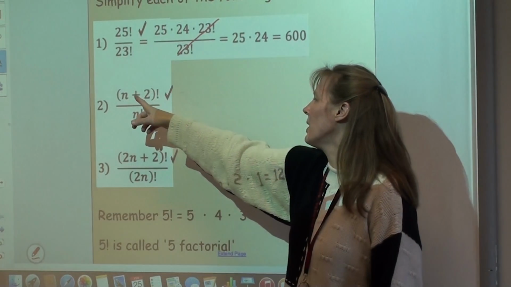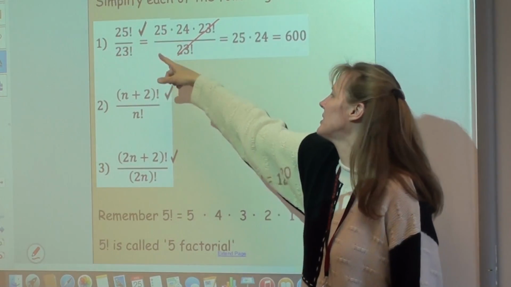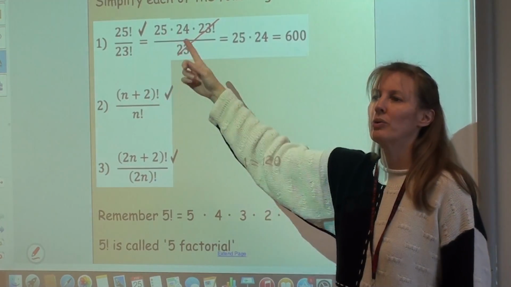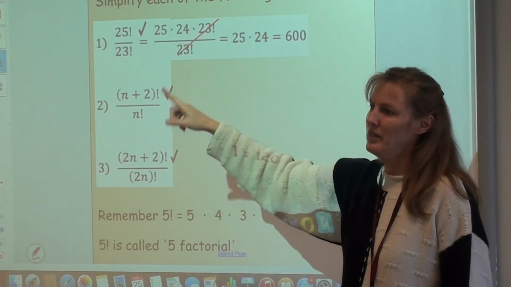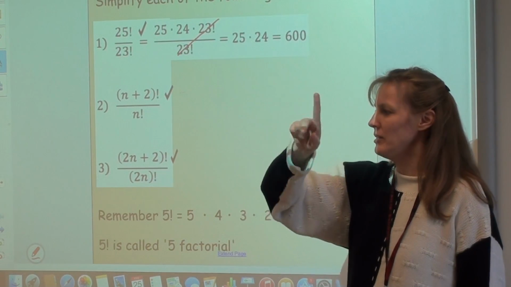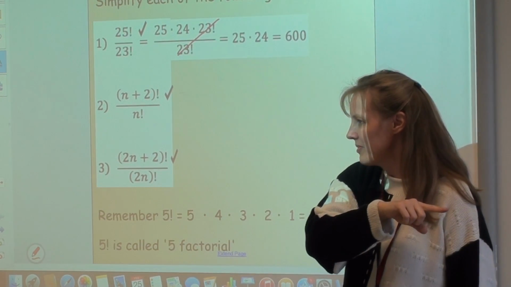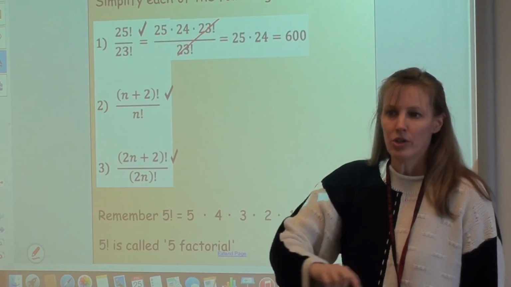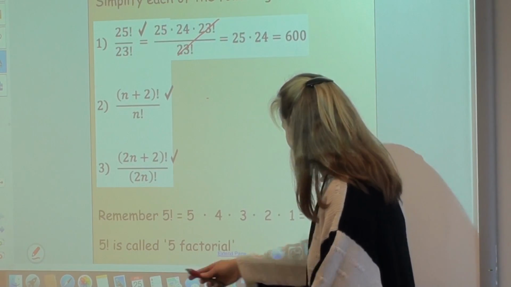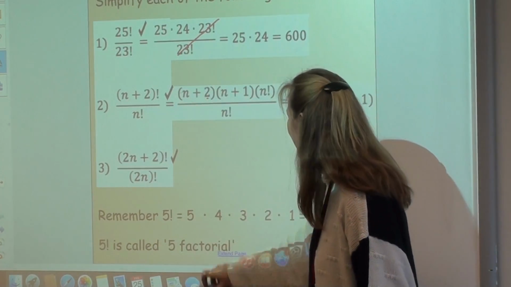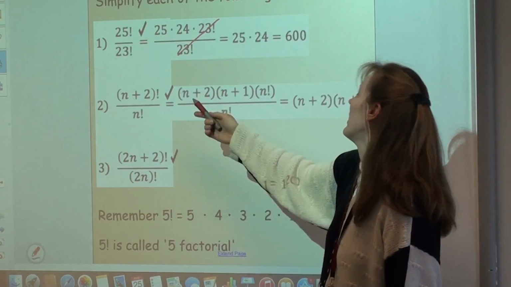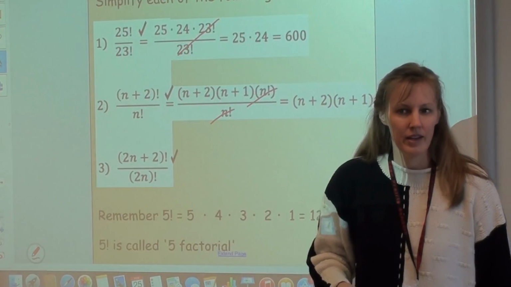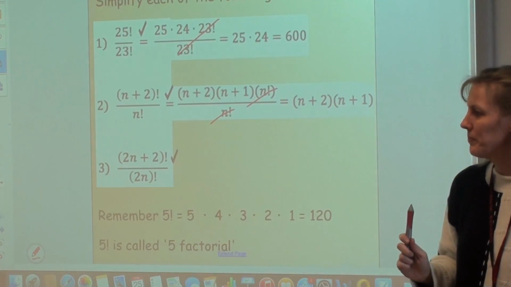Alright, so n plus 2 factorial, very similar to 25 over 23. This is n plus 2 factorial over n factorial. N plus 2 factorial would be n plus 2 times n plus 1 times n times n minus 1 times n minus 2 and so forth, right? N factorial would be n times n minus 1 times n minus 2 and so forth. So what happens is everything from n down cancels. And you're left with n plus 2 times n plus 1.